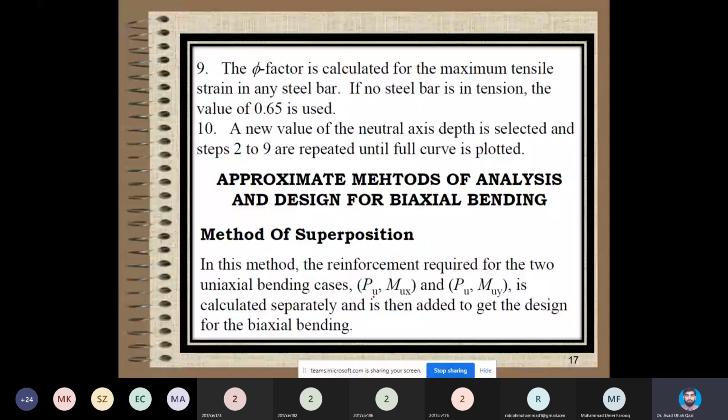Suppose you get 2% for PU and MUX and you get 1% for PU and MUY, so you will add them up. So finally you will sketch the column for 3% steel. So it means you are assuming that both demands are to be taken individually by the steel about either axis, and the steel calculated about one axis moment demand will be simply added to the steel calculated for the moment demand about the orthogonal axis.